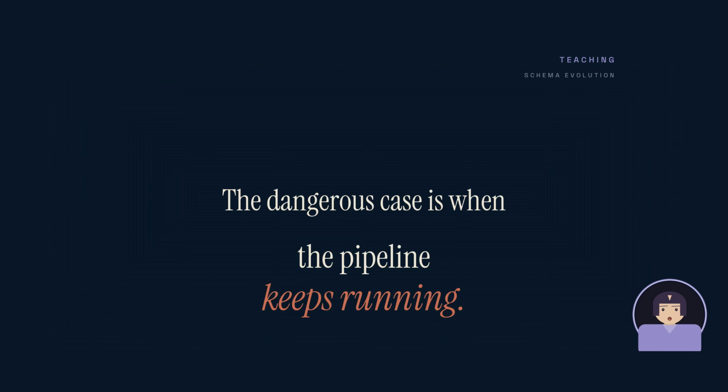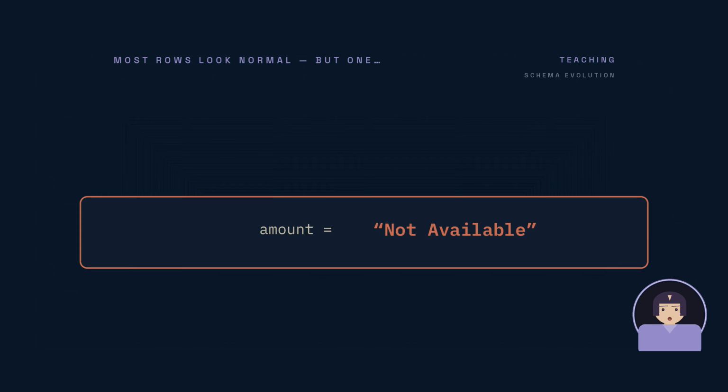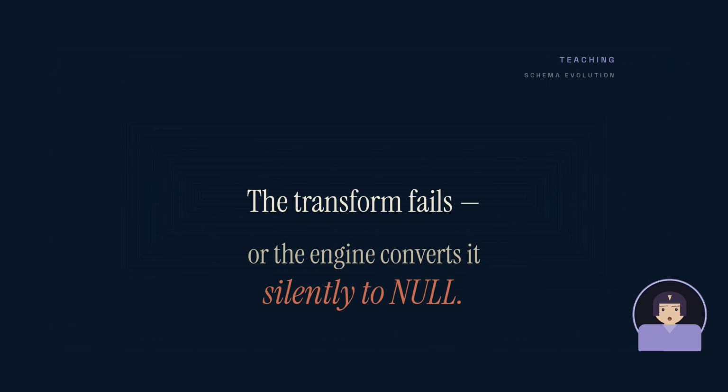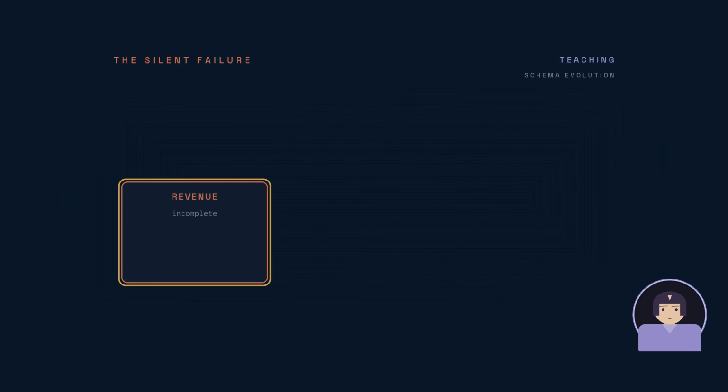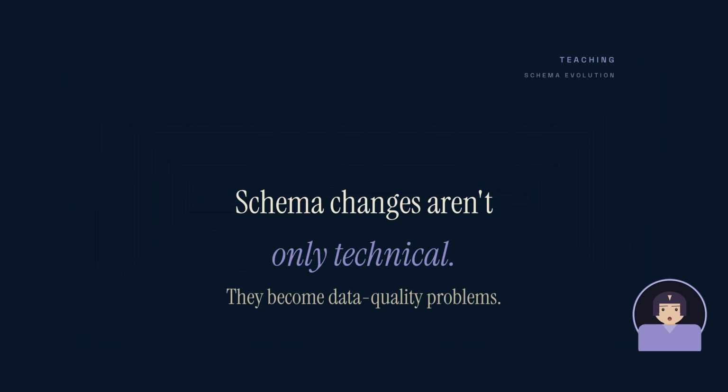Imagine amount was previously a number. Now the source starts sending values as text. Most rows still look normal, but one record contains "not available." A transformation may fail, or the engine may convert the value to null. Now revenue totals are incomplete. The pipeline is green, the dashboard is wrong. This is why schema changes are not only technical changes, they can become data quality problems.